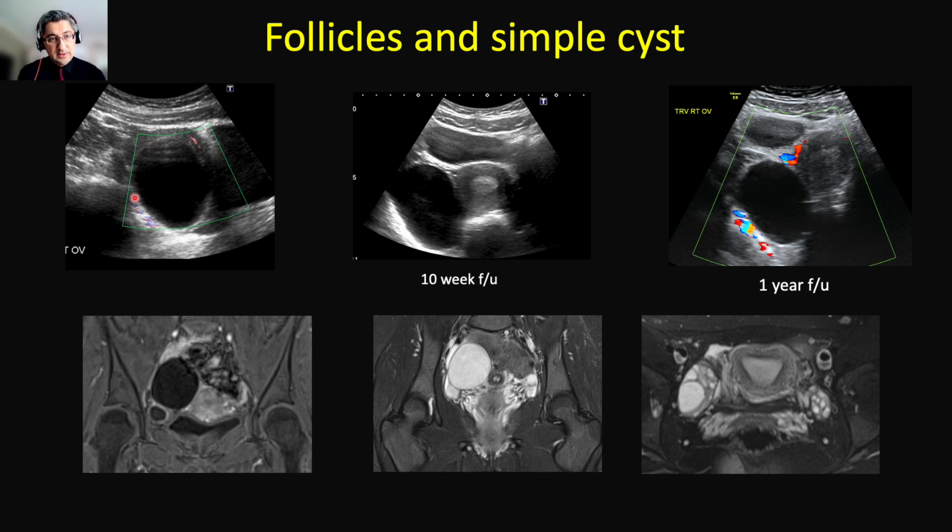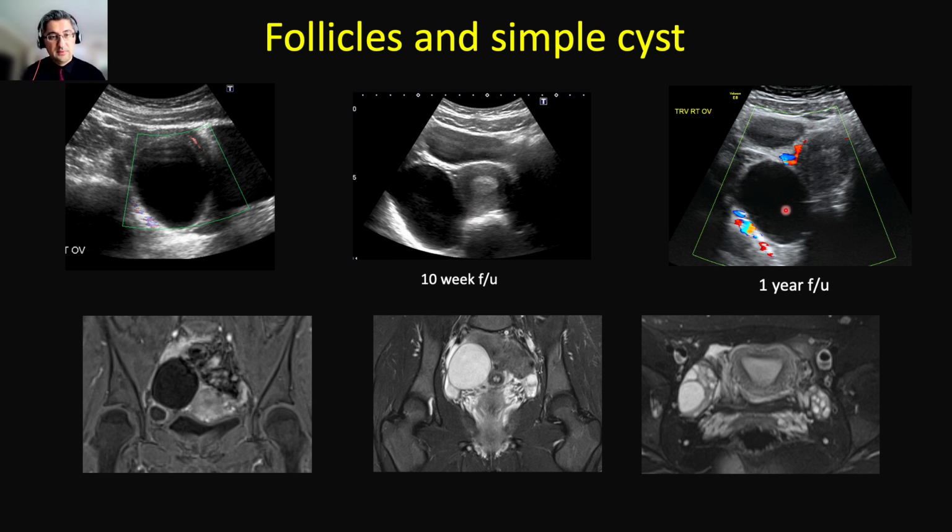Here you see a large cyst with thin wall, anechoic, no vascularity, no solid mass. On the 10-week follow-up, there is no significant interval change. It measures 6 centimeters, and at 1-year follow-up, no change.